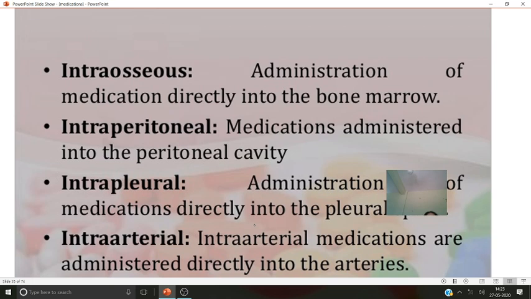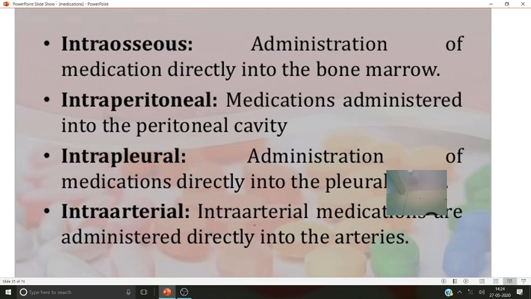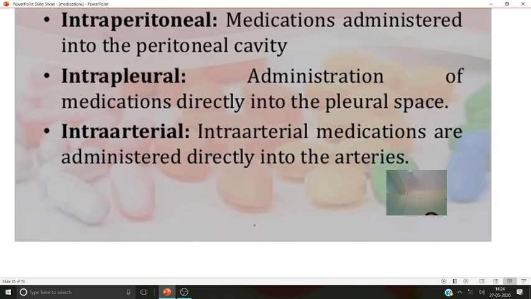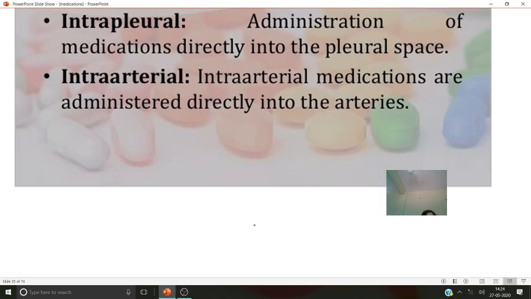Then intraosseous administration of medication, where the injection is directly into the bone marrow. Then intraperitoneal means the drugs are administered into the peritoneal cavity. Some of the drugs we can give intrapleurally. The pleural means the lungs with the pleural space which is present there. So administration of medications directly into the pleural space is called the intrapleural route. Then intra-arterial medications are administered directly into the arteries. These are some of the drugs, and here we can see the different types.